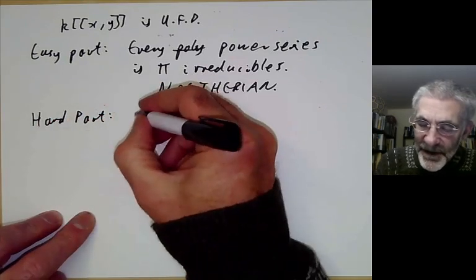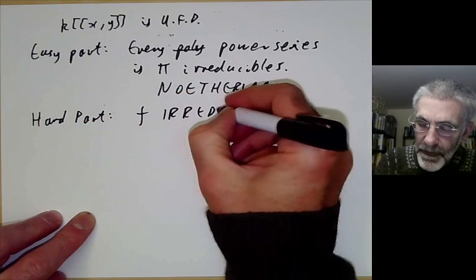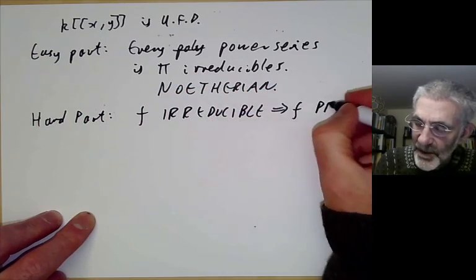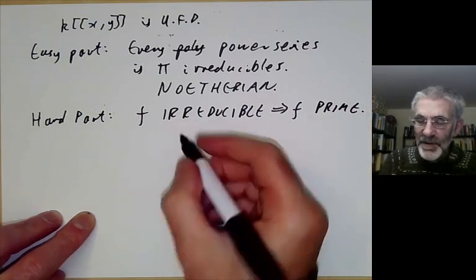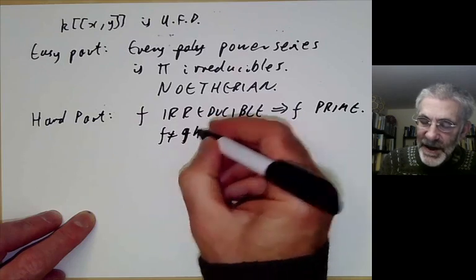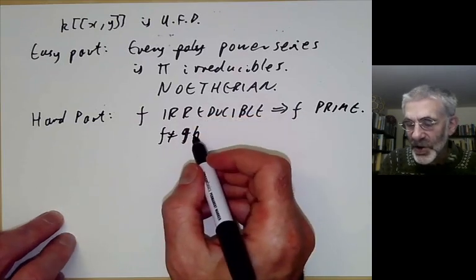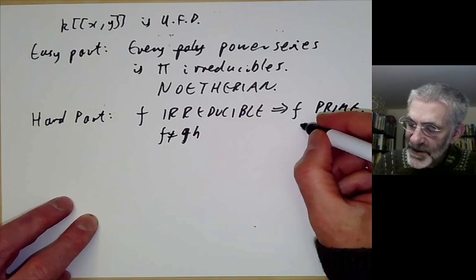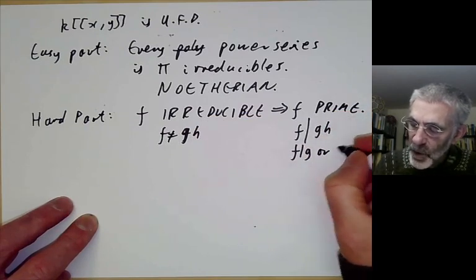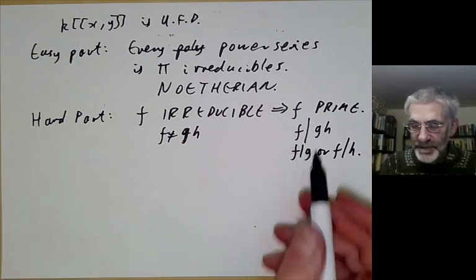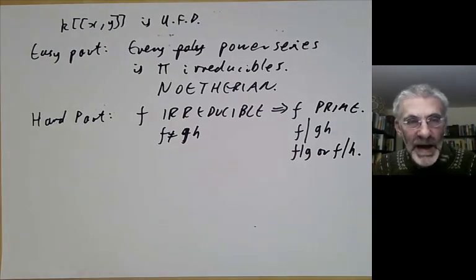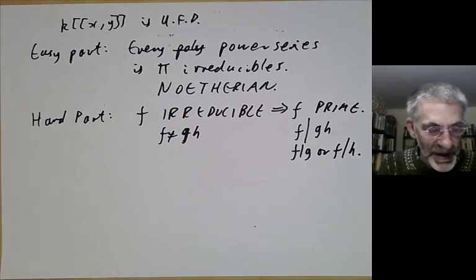where we need to show that f irreducible implies f is prime. And you remember f irreducible means f can't be written as g times h unless g or h are units, and f prime means that if f divides g times h, then f divides g or f divides h. So irreducible implies prime is the key step of showing that anything has unique factorization.